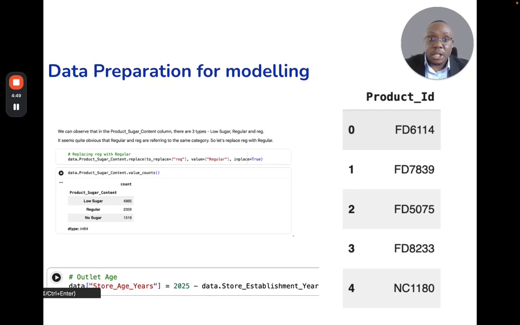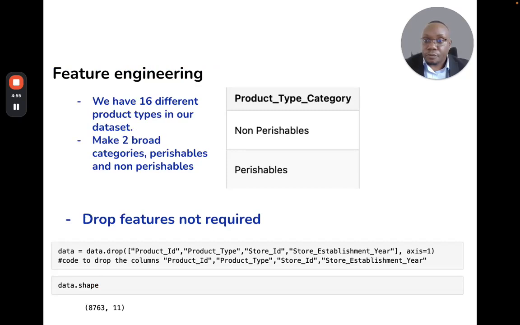I also calculated a store age to better deal with age than the years across the data. We had 16 different product types, and we made them 2, perishables and non-perishables, to improve the analysis.